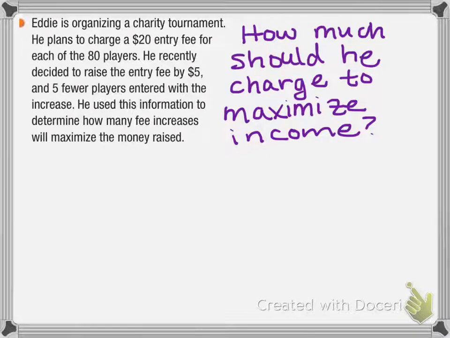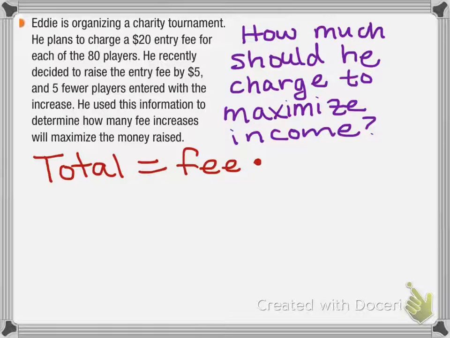So when we're thinking about this, there's a couple of things to think about. First of all is what's happening here, and it's the idea that the total that he's going to make will equal the fee that he charges times the number of entrants. Which makes sense, right? The fee you charge times the number of people that enter paying that fee, that's going to be the total income that he gets. So we need to set our variables.